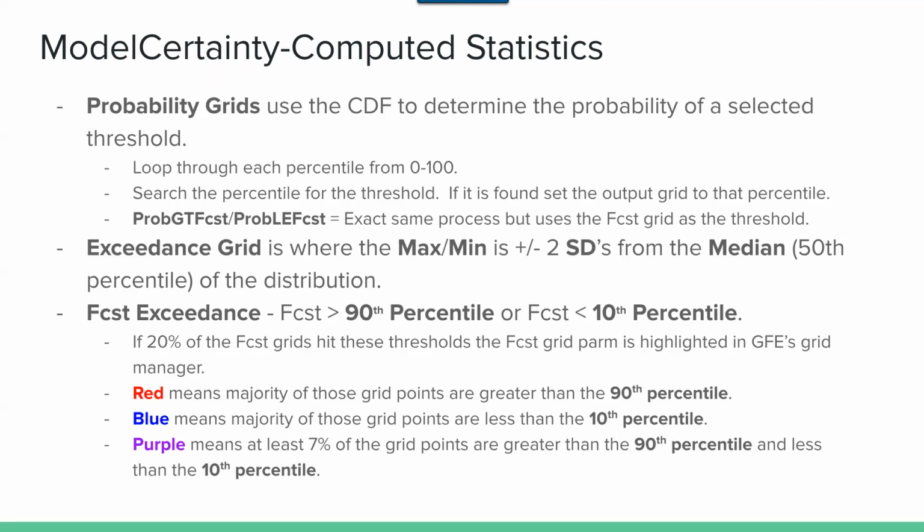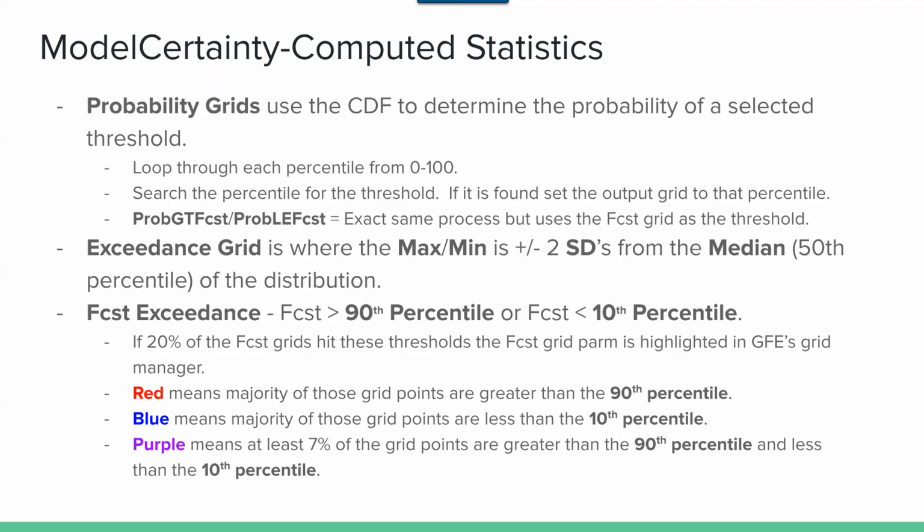An exceedance grid is a grid that is only created when the max and min of the distribution, the outliers of the full suite of the distribution, are greater than 2 standard deviations from the median. If that occurs, it'll highlight the standard deviation grid a red color.